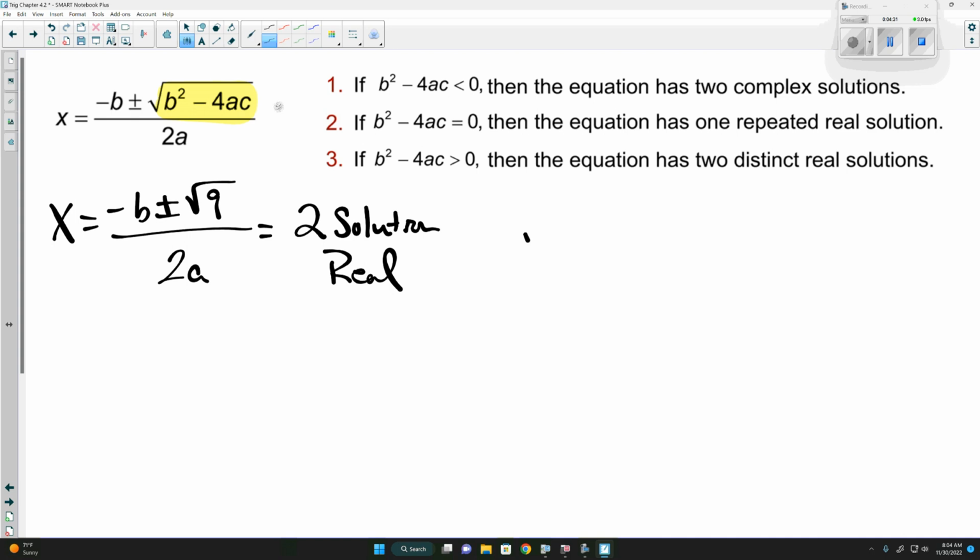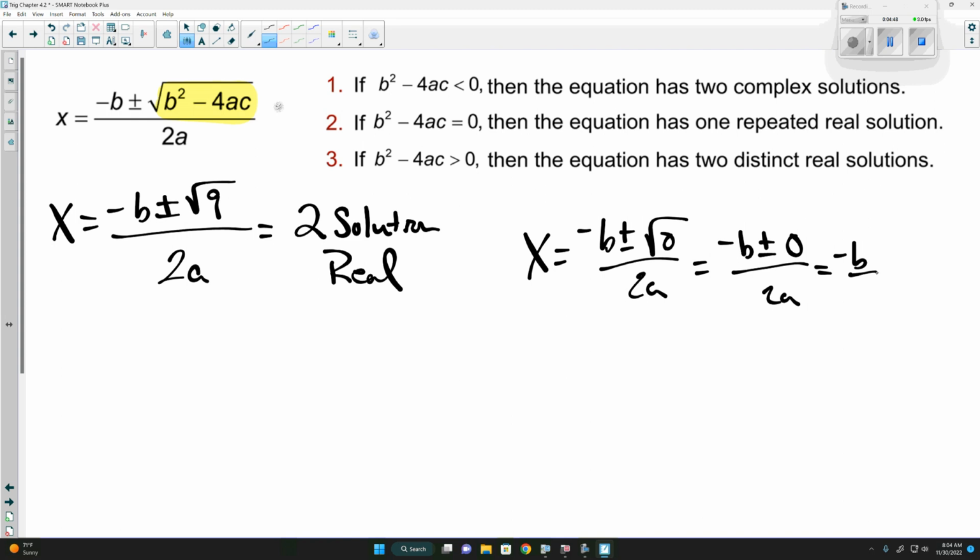But if it is 0, negative b plus or minus the square root of 0 over 2a, well, we know the square root of 0 is still 0, which really is just showing us that we have negative b over 2a.